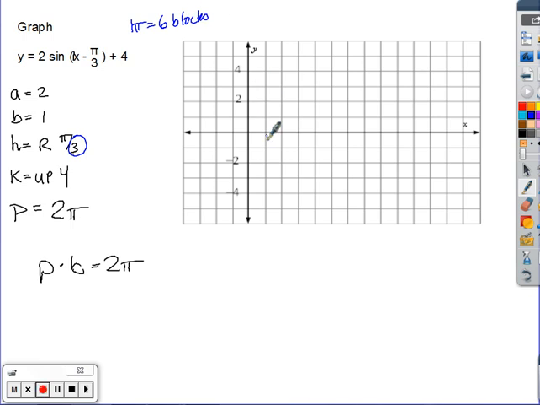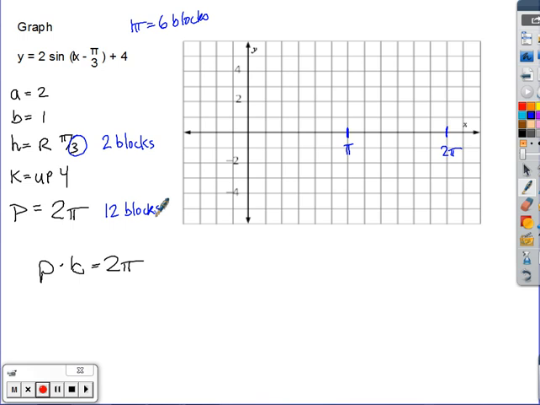And then I label my x-axis. So here's a pi, here's a 2 pi. Okay? Now, probably before I start, I want to translate some of these things to blocks. So for a right shift of pi over 3, 6 divided by 3 is 2. So this is actually a right shift of 2 blocks. And if my period is 2 pi and pi is 6, that means my period is actually 12 blocks. And that just helps as I go through the process.